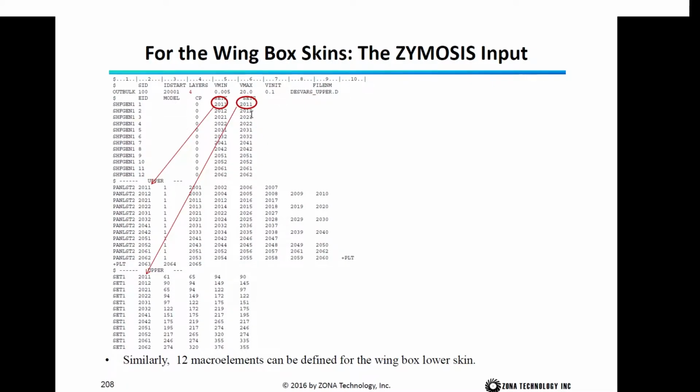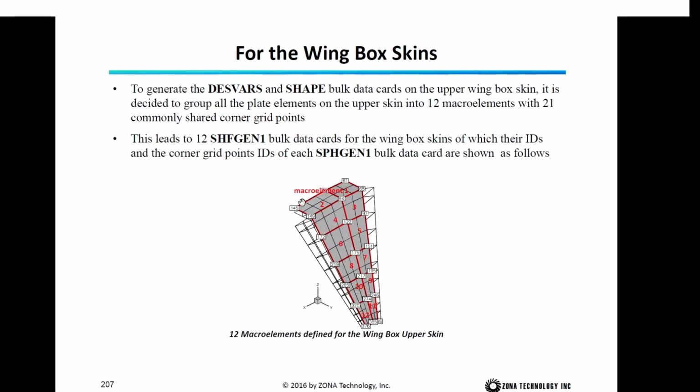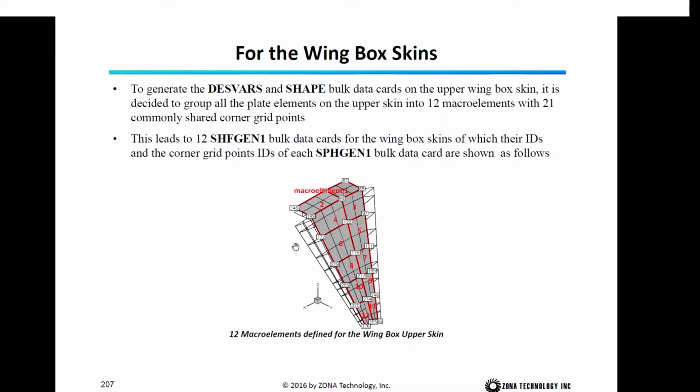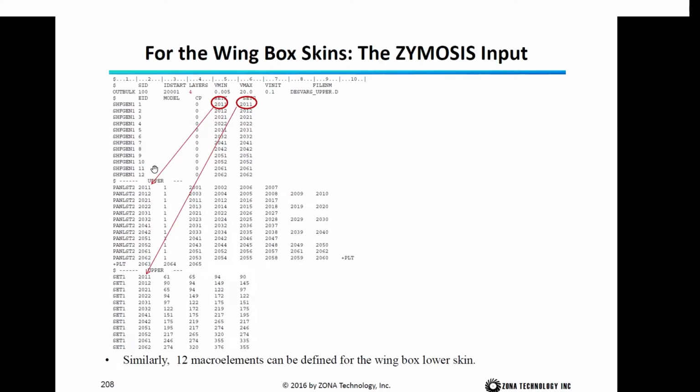So 2012, the list of the four corner point grid IDs 90, 94, 149, 145. And the panel is 2012. It lists out the six CQUAD4 element IDs, which should belong to here. Then and so on. So totally we have 12 micro elements, for which we need to define 12 SHAPEGEN1 input cards.